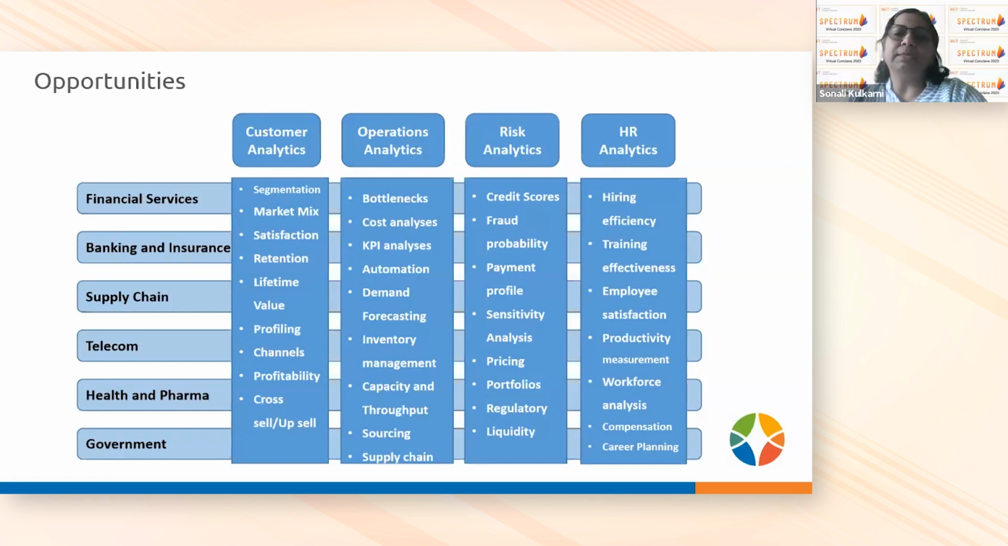Similarly, operations analytics, risk analytics, as far as it comes to banks and financial services. I'll be talking about some of the use cases in the subsequent slides. Again, HR analytics is very useful in identifying the employees who are at risk of attrition and taking the appropriate measures to reduce the attrition, or doing attrition analysis to see the reasons why employees are leaving, and a lot of other areas where HR analytics comes into the picture.